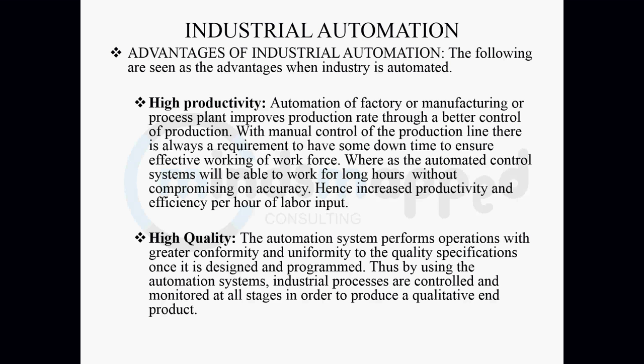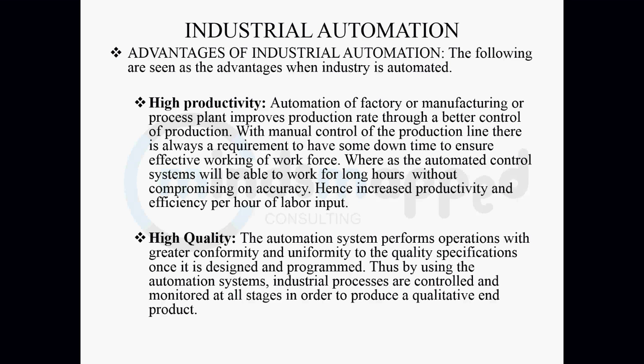With manual control of the production line, there is always a requirement to have some downtime to ensure effective working of the workforce, right? Whereas the automated control systems will be able to work for long hours without compromising on accuracy. So hence the increased productivity and efficiency per hour of labor input. We just discussed this, yes?